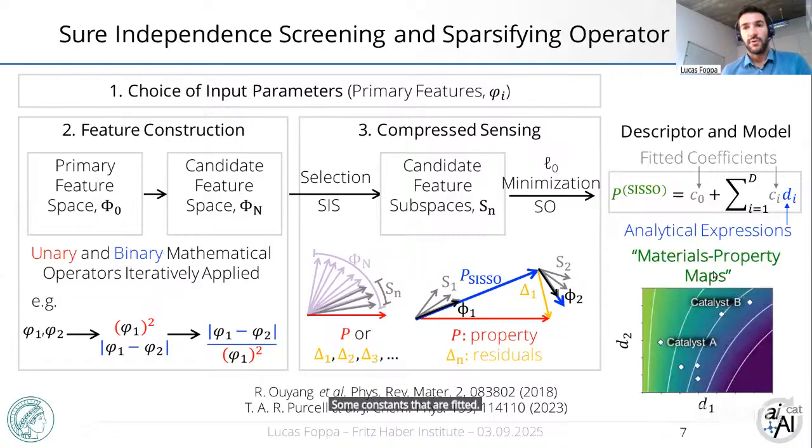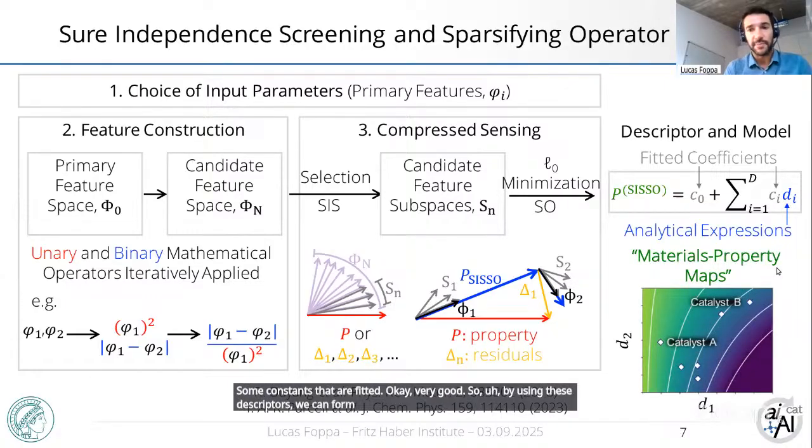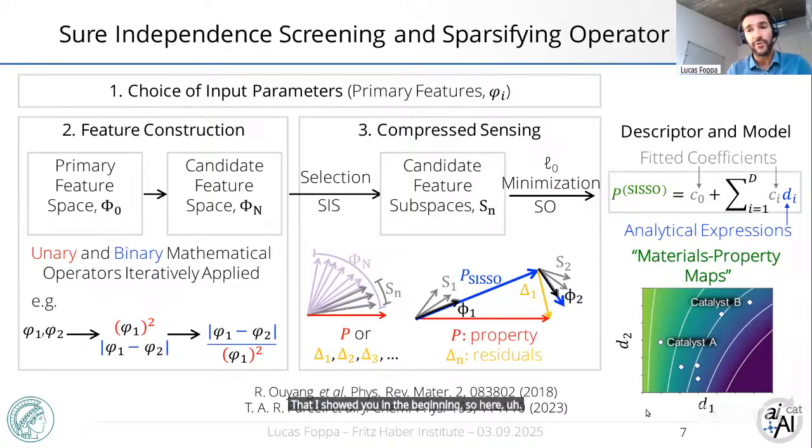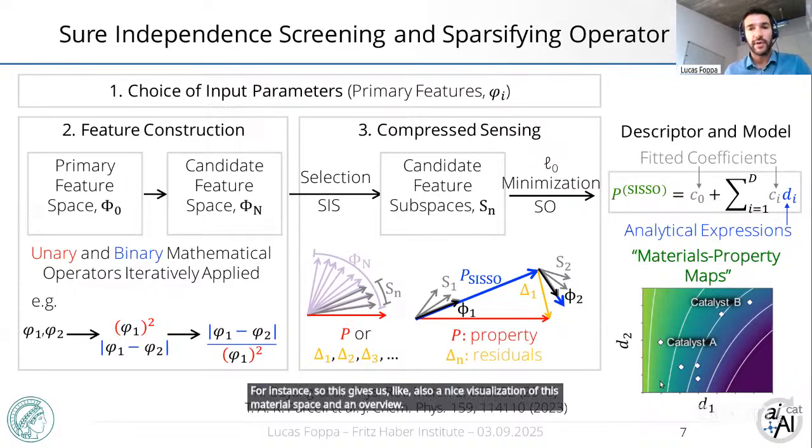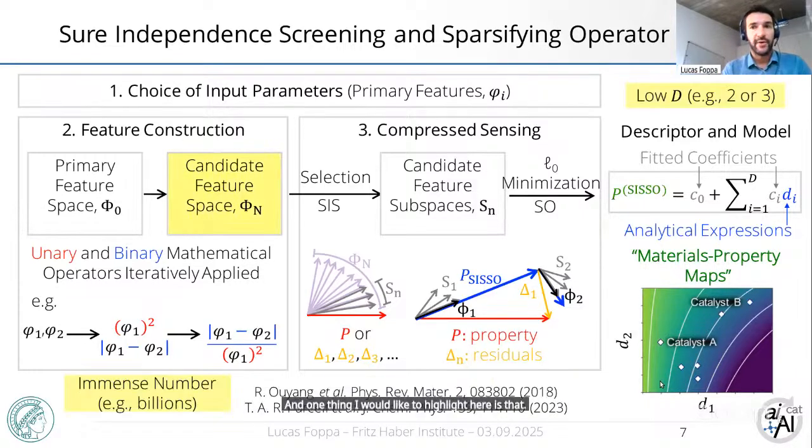Okay, very good. By using these descriptors, we can form these material property maps that I showed you in the beginning, here D1 and D2, for instance. This also gives us a nice visualization of this material space and an overview. And one thing I would like to highlight here is that we are choosing a very low dimensional descriptor.